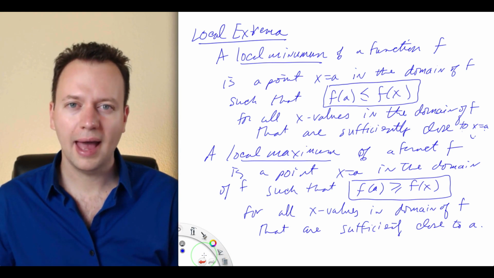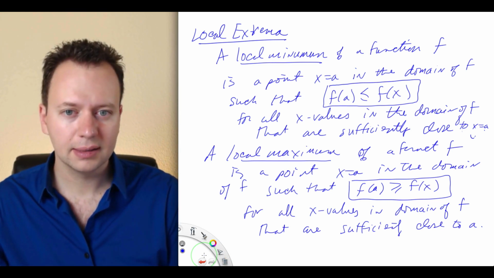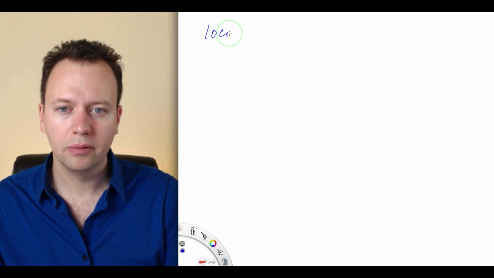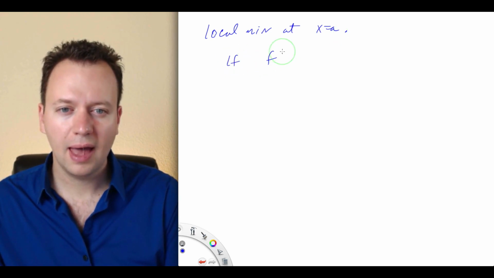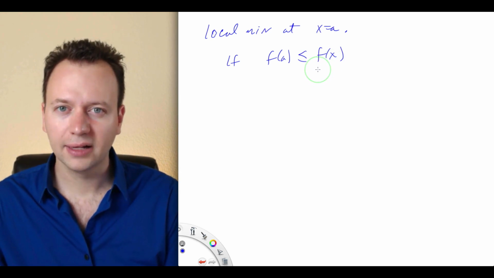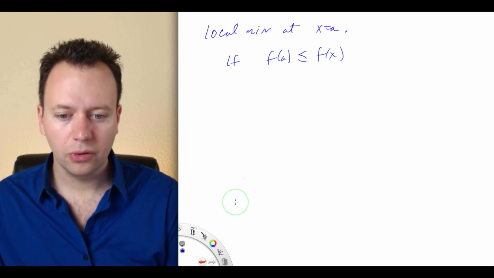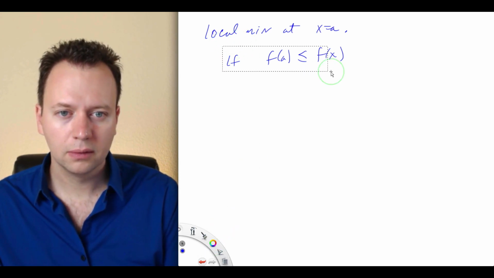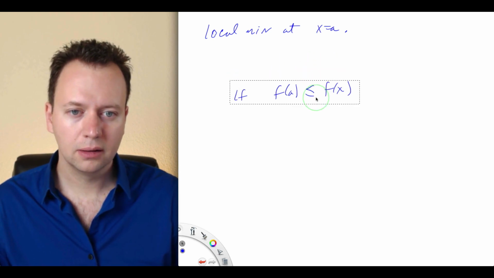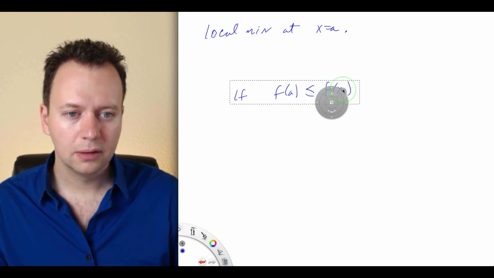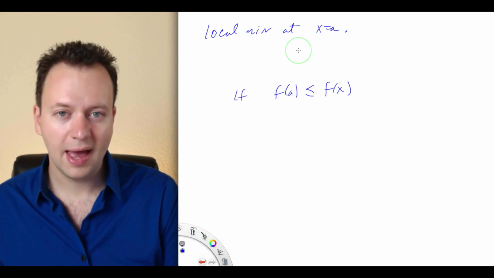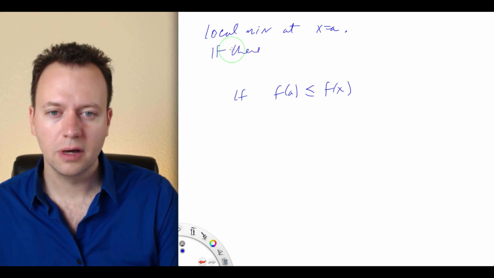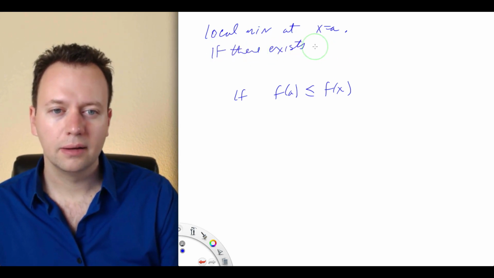So let's take a look at the more rigorous way of defining this. So let's just focus on a local minimum at x equal to a. So basically we said f of a is smaller than f of x for all x sufficiently close by. So the way to actually do this would be to say the following. So local minimum at x. So if there exists a neighborhood.